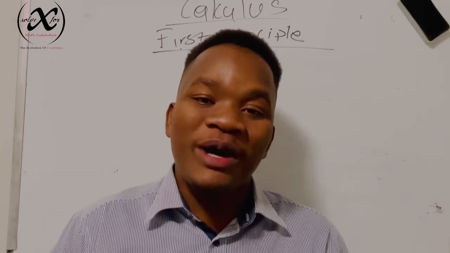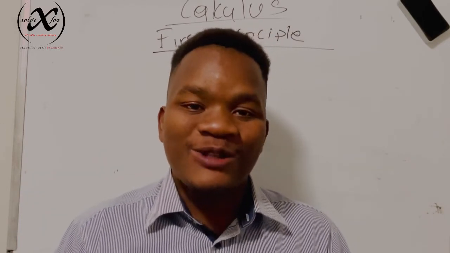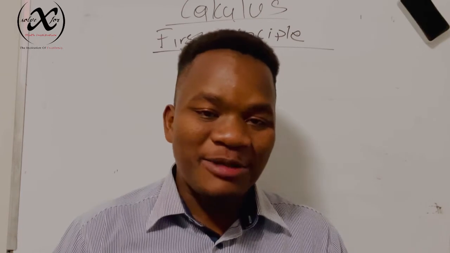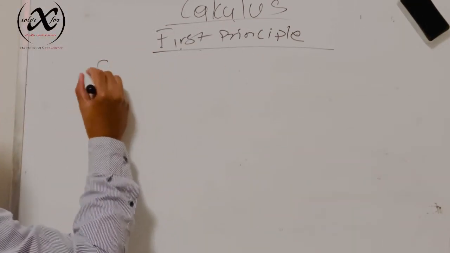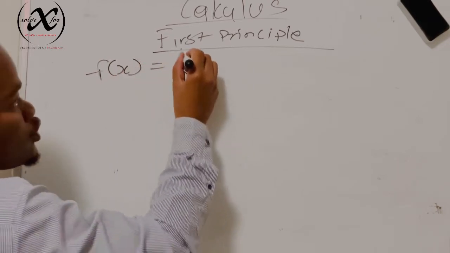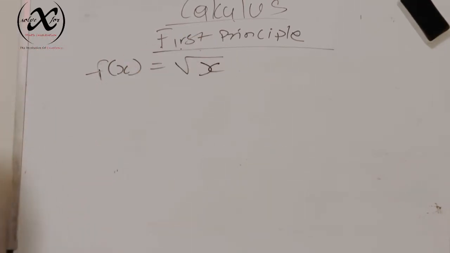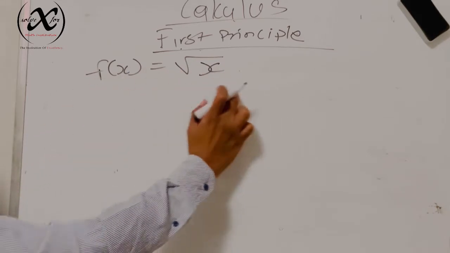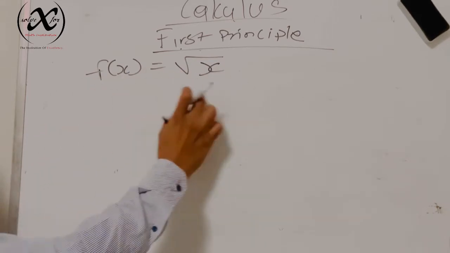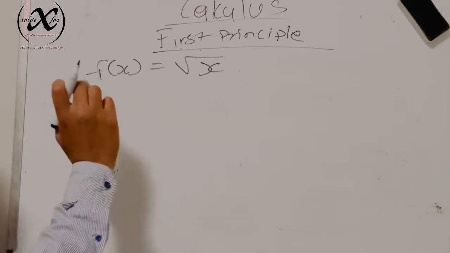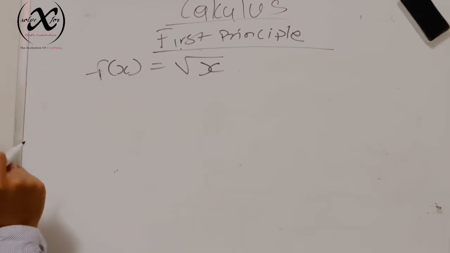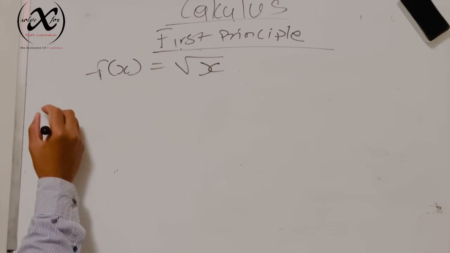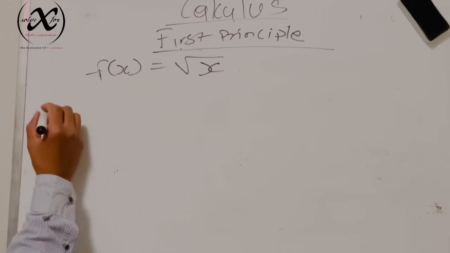I just want to help you with that difficult question of first principle. So we are going to derive f of x equal to square root of x using the first principle. The first thing to do here, when you are given this to derive it, is to derive this using the derivative laws, or the laws of derivatives.